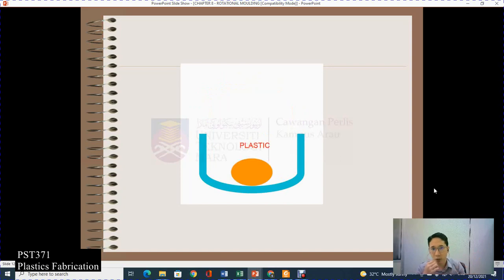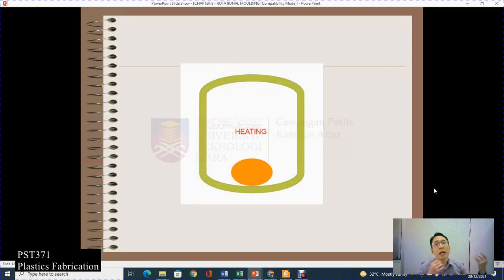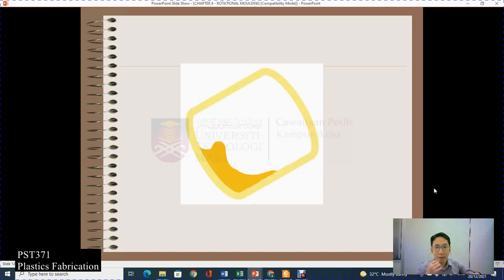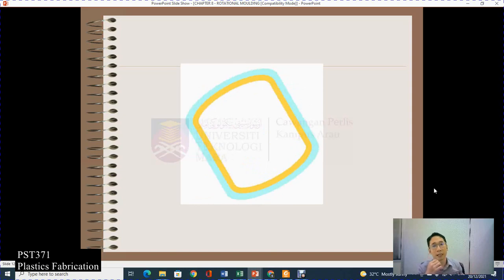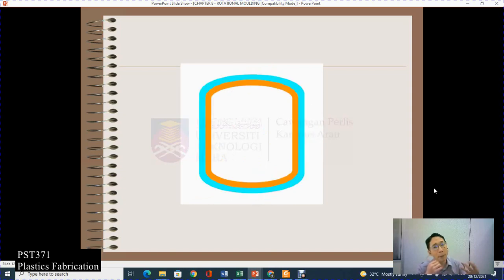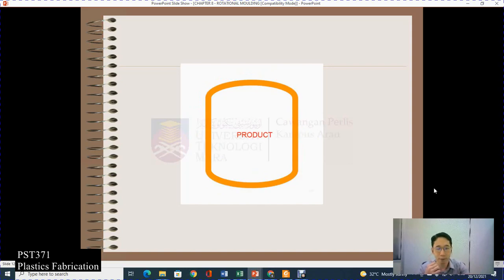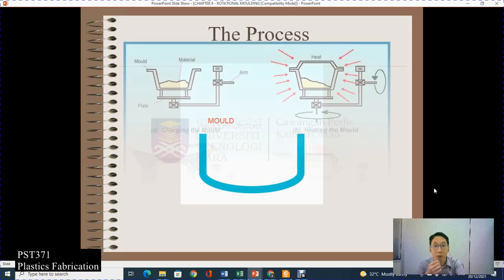So this is another illustration. Material is put into the cavity, heated up, and allowed to cover the internal cavity. Once it covers, you allow it to cool. Once it cools, you open the mold and then you remove the part. Basically, that's the only process involved in rotational molding.